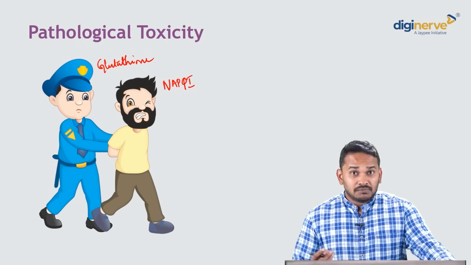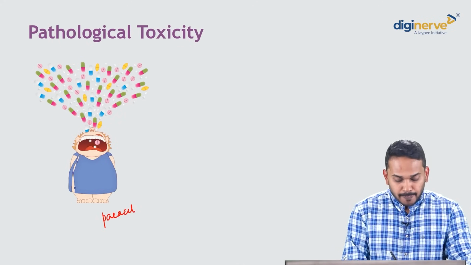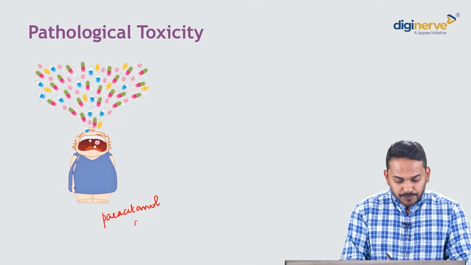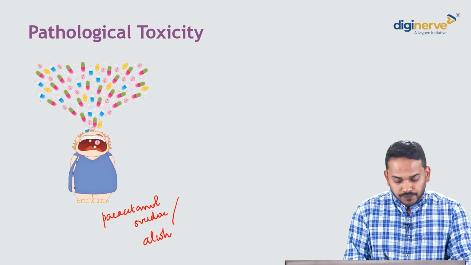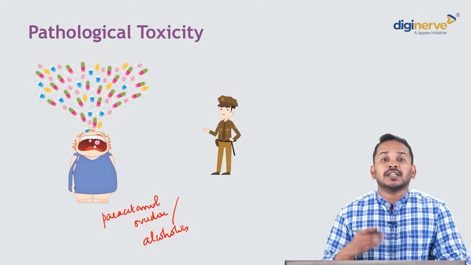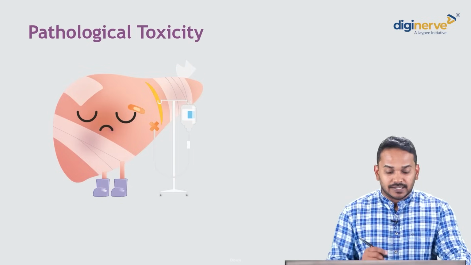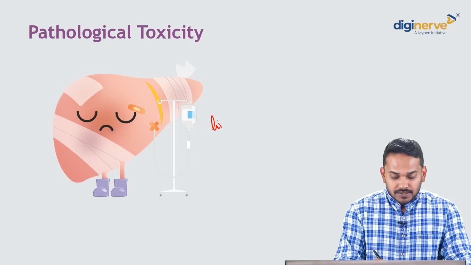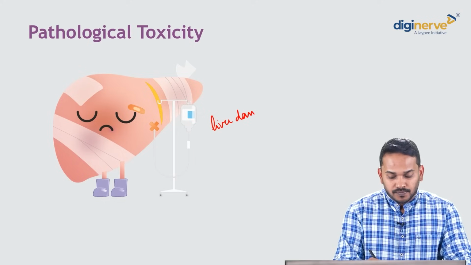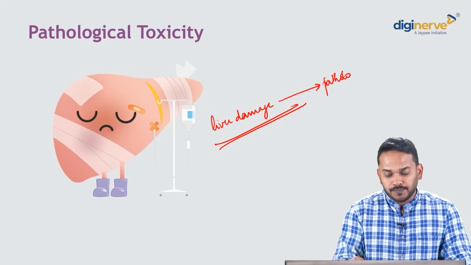But in some conditions like in paracetamol overdose, or in alcoholics, the glutathione levels will not be sufficient enough to remove the NAPQI. So, this will result in liver damage, and this is an example of pathological toxicity.